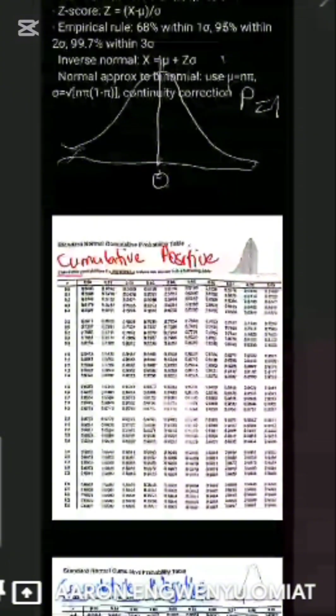The values appearing inside here are the actual probabilities. The Z value is the one on the columns, and the probability is the one inside. Hopefully we are getting that. And there are two tables, one for positive and one for negative. So for positive, it goes beyond the mean. For negative, it stays before the mean. This one here is clearly for negative.